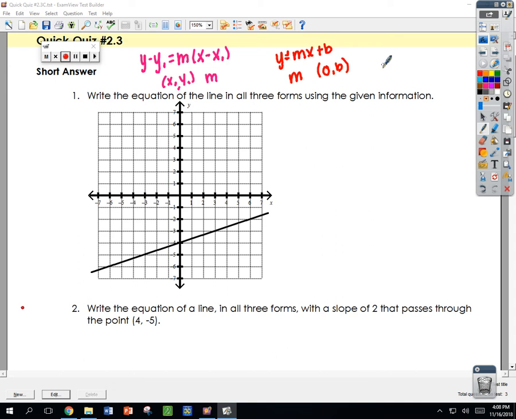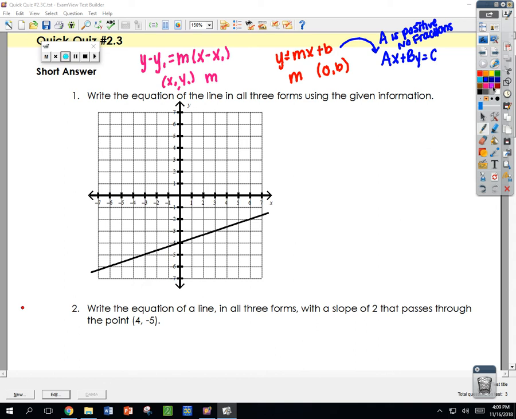This last form is standard form, which can't be found by any of this given information. All standard form is this form rewritten. So I've got to find this form first before I can go to standard form. Also keep in mind that A has to be positive and no fractions. They all have to be whole numbers.